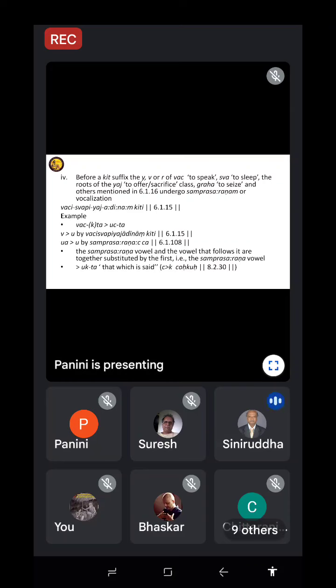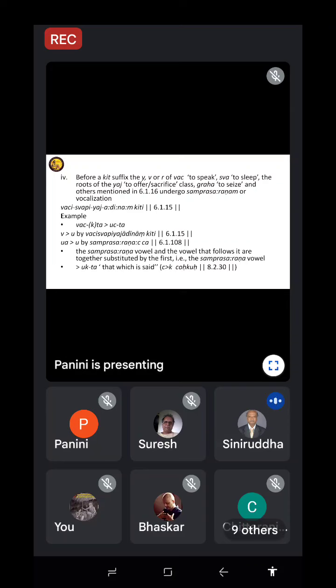So from vach dhatu, we have uvacha. I'll give the first letter still, this ukta, vach dhatu. So just see yavarala becomes iurulu. So this has been stated by him, and he has given certain things that undergo this. This is called samprasarana or vocalization. This is another type of sandhi where the semi-vowels come to their own position, iurulu. Example is vachi, so he has given the sutra, vachi svapi yajadinam kiti.